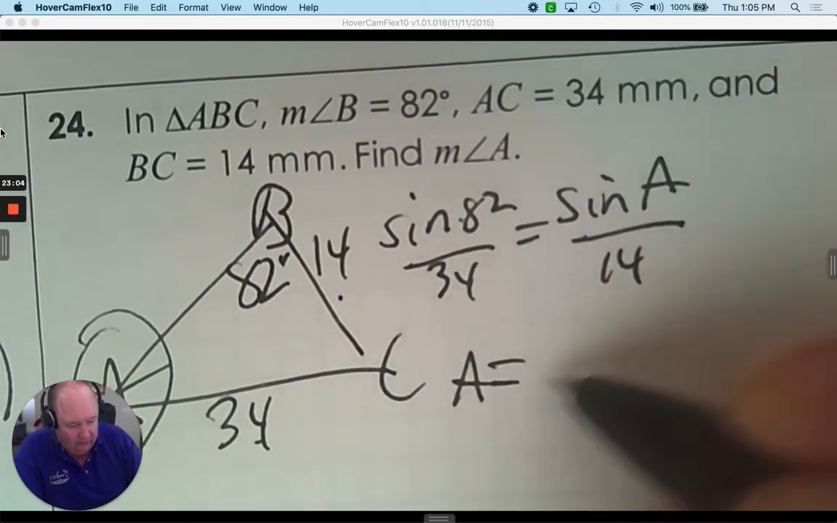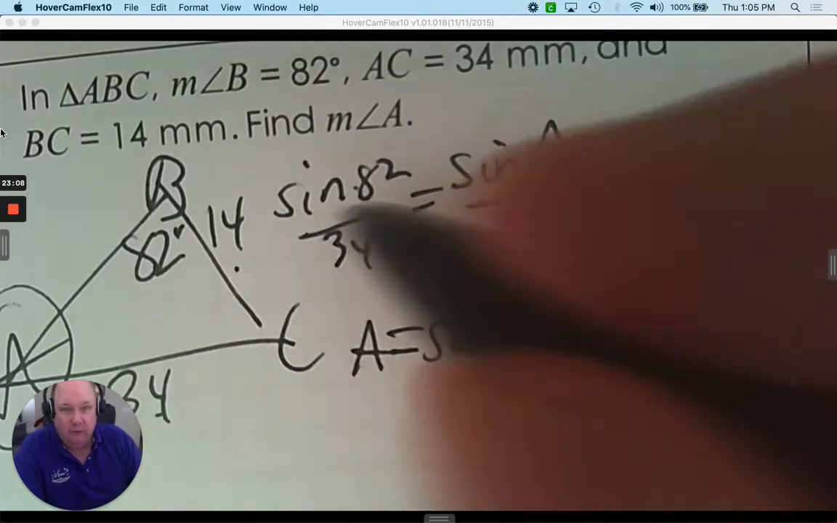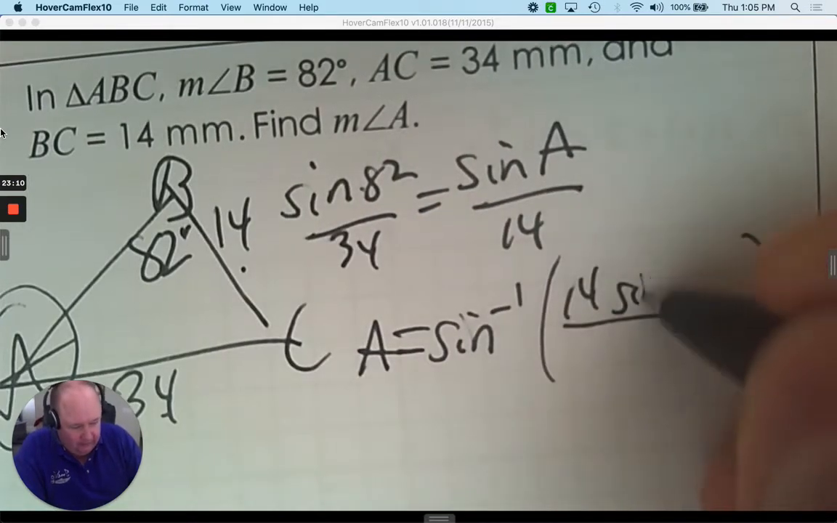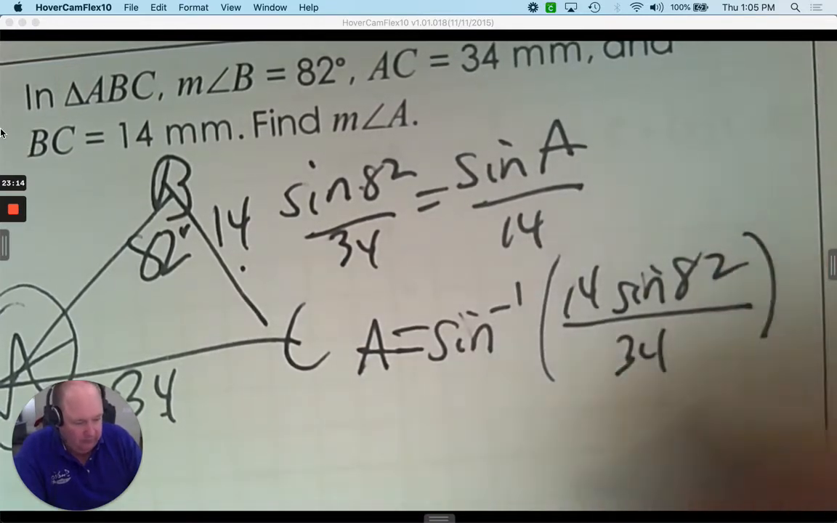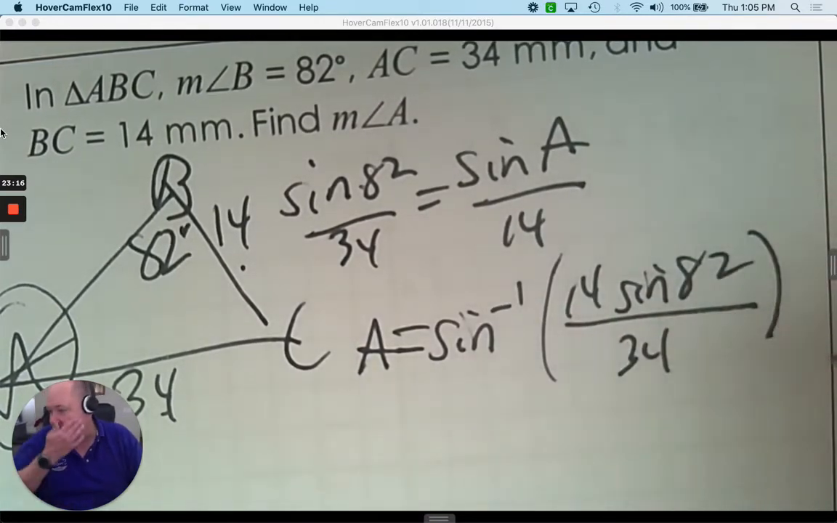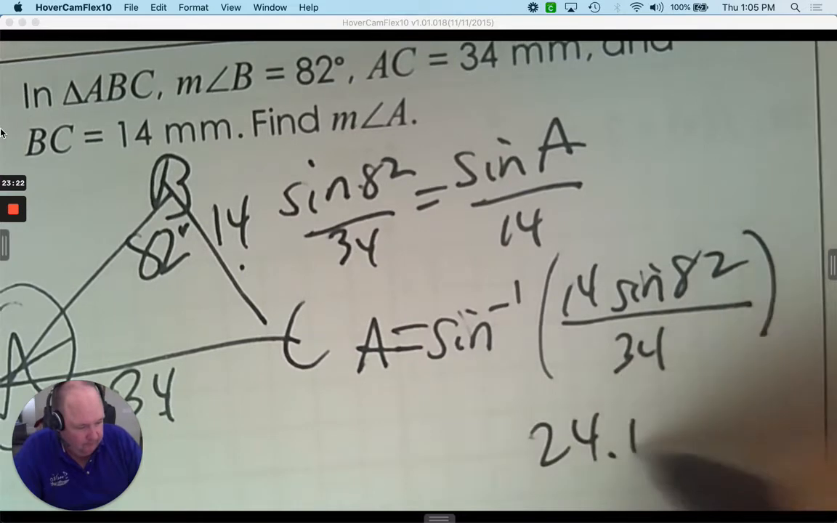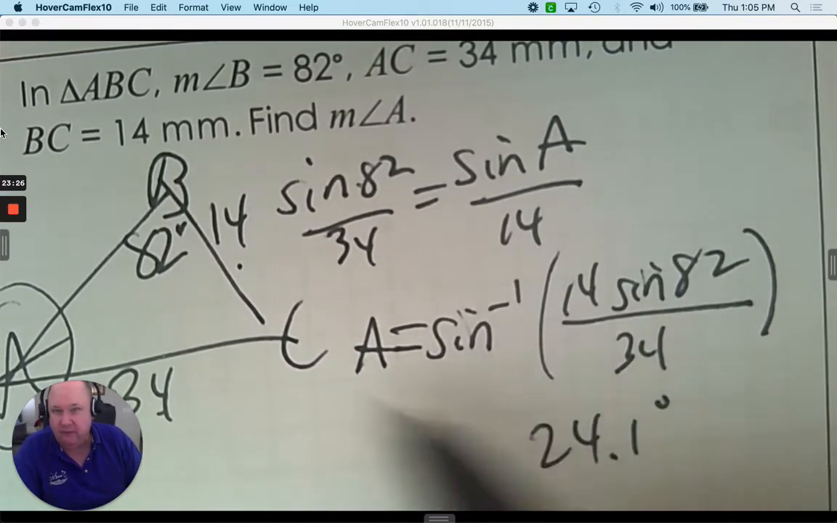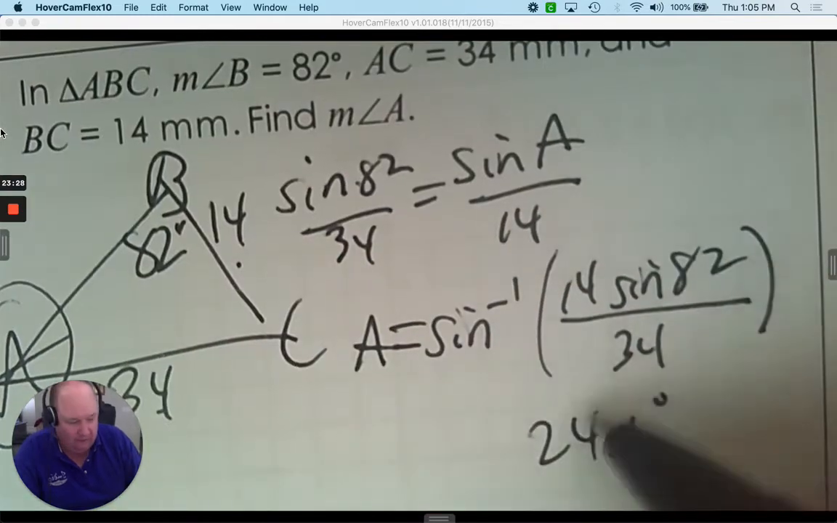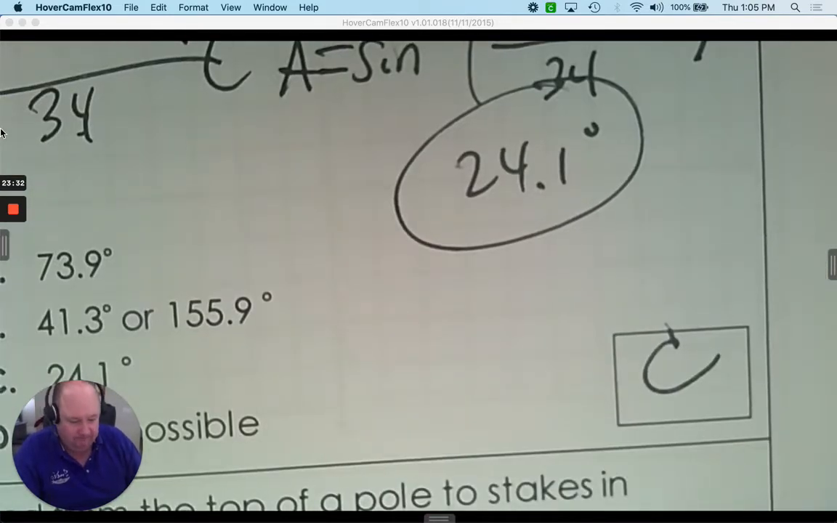So A is going to be the inverse sine of 14 times sine 82 divided by 34. So put that in your calculator, and you get 24.1. There is no room for the obtuse angle, so when you subtract from 180, 82 is too big to add to it. That's the only possible answer, so the answer is C.